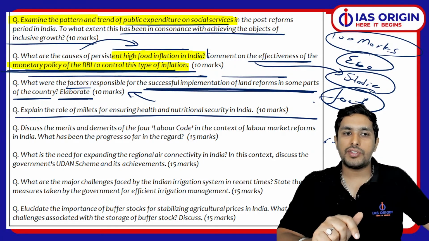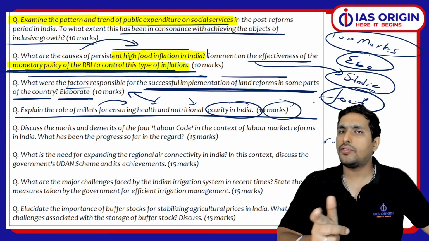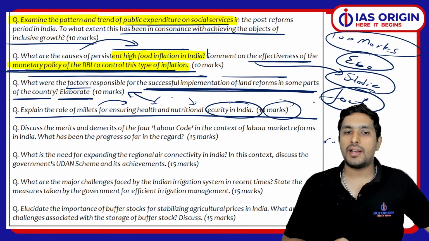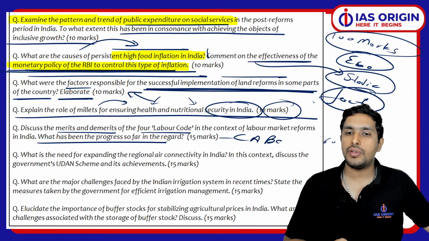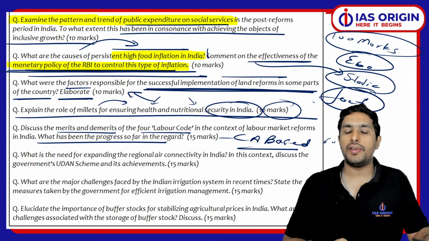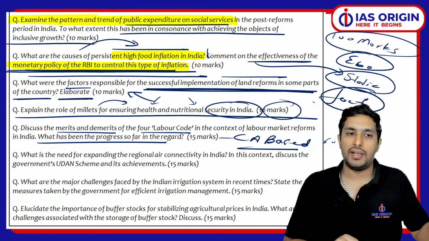Then there's the question on the role of millets in ensuring health and nutritional security. So you have to tell health security and nutritional security in India. This was the question. Even in 15 markers, you have this question on the 4 labour codes, asking for merits and demerits. Now this is a very current affairs based question, because only if you have a decent command over what has been going on in the news will you be able to answer that.